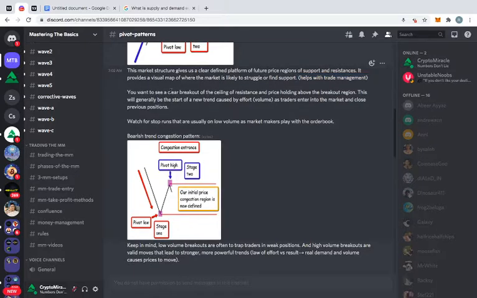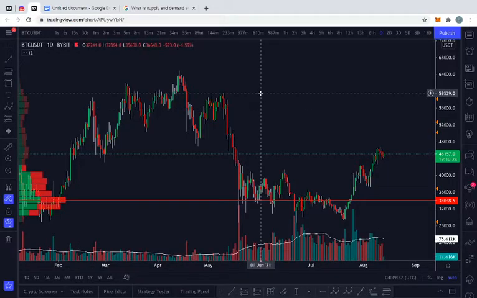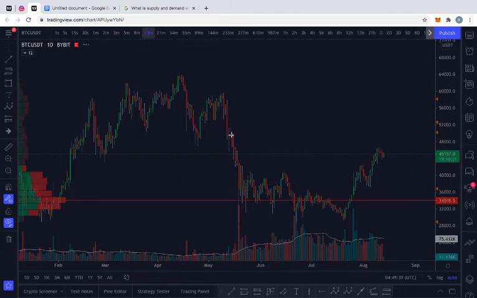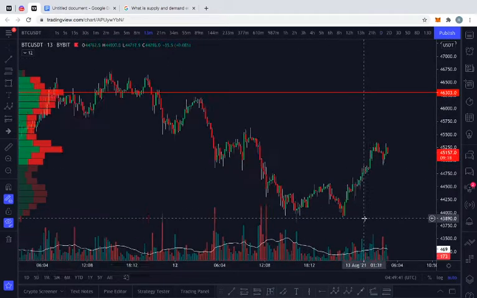So you want to see a clear break of the ceiling of resistance, and that's where we would get our target, right? Or if you use the trailing stop loss strategy, it depends what market condition you're in. Sometimes, like Bitcoin on the 15-minute chart, when it's consolidating, or excuse me, slowly uptrending, you'll find that the measured move works so well.